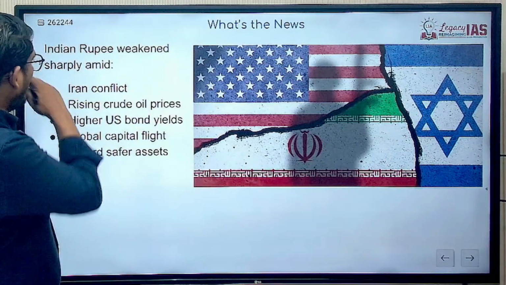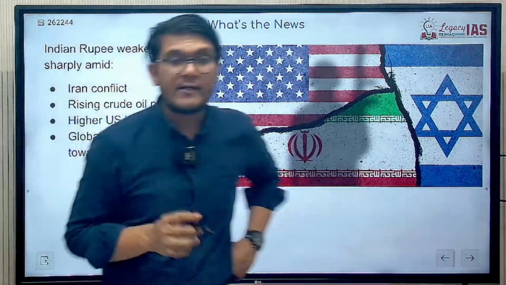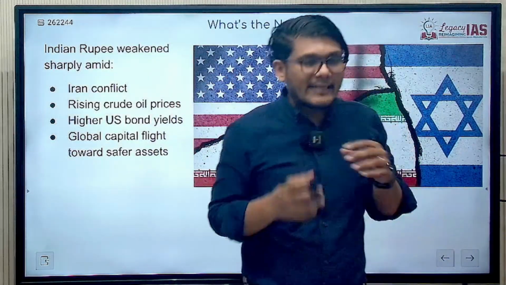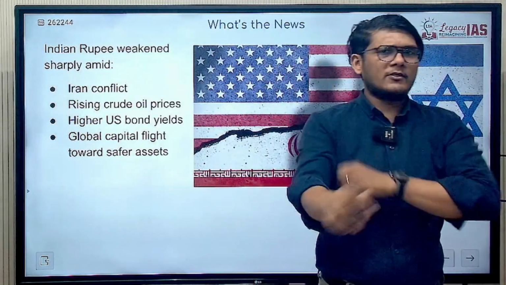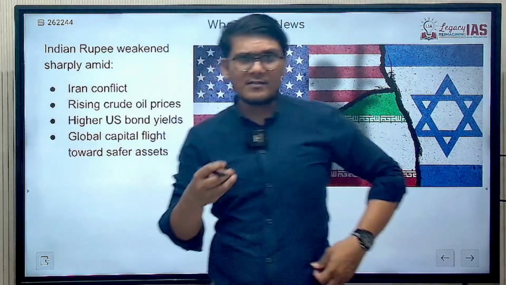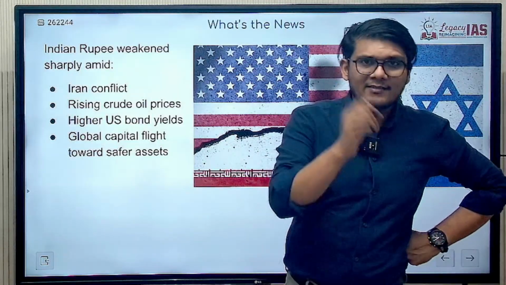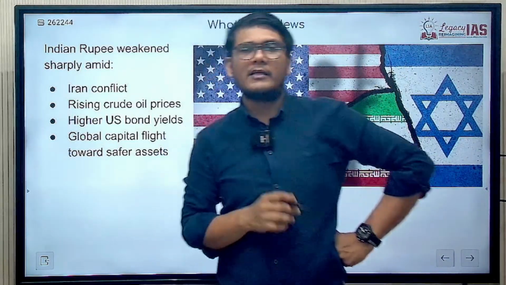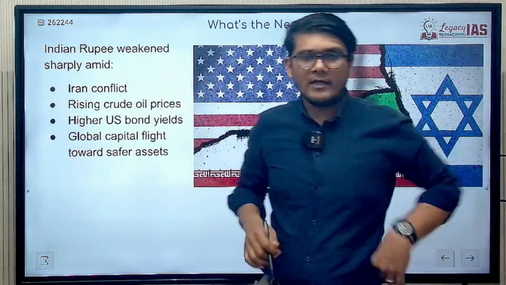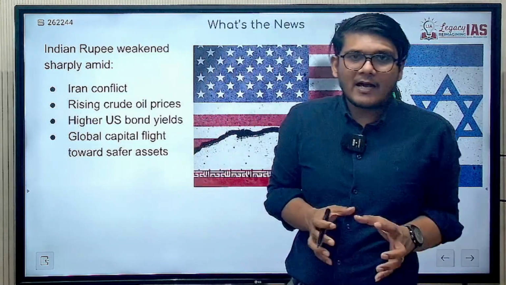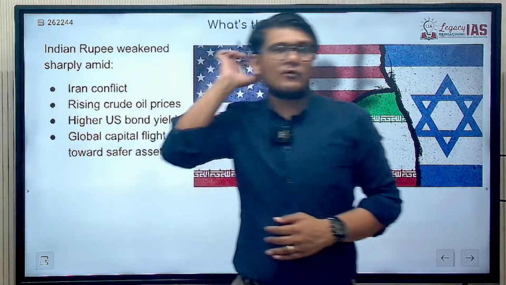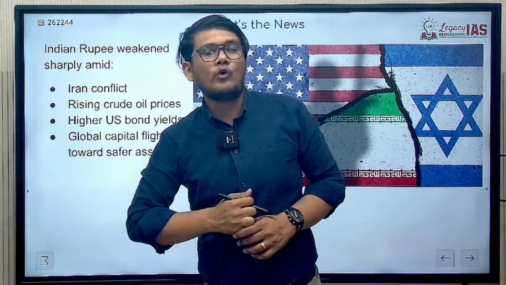So the news is about the weakening of the Indian rupee, and that too a sharp weakening. Now, what is the major reason for that? See, the rupee would fall against other foreign currencies based upon the demand and supply of the various currencies against the Indian rupee. Now, the depreciation has significantly increased since the US-Israel attack on Iran. Since that war started, the Indian rupee has seen a depreciation. Why? Because that particular conflict led to rising crude oil prices.